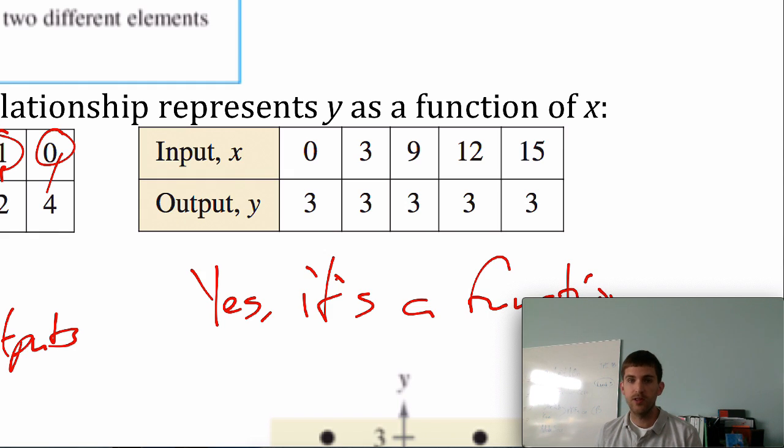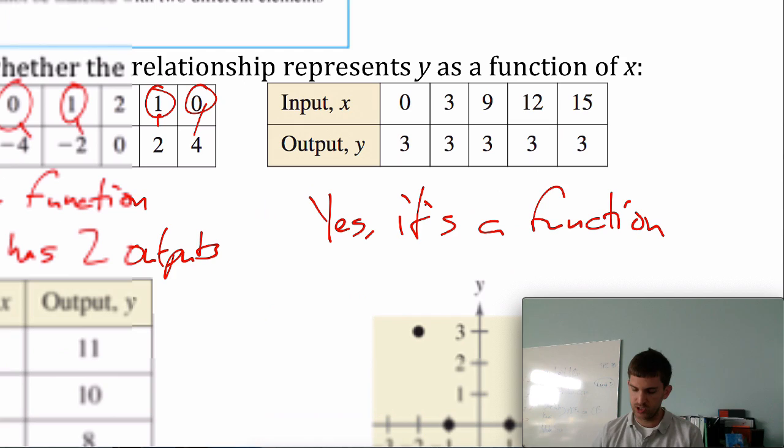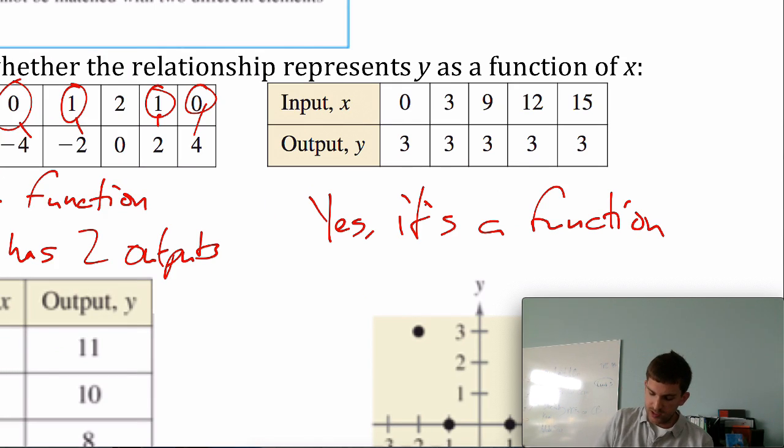So one thing on here was trying to trick you a little bit, because the outputs are repeated over and over and over. That's fine. That's not a problem. The inputs are the ones that can't be repeated. So 0, 3; 3, 3; 9, 3; 12, 3; 15, 3, those all have the same value for your output, and that's okay.